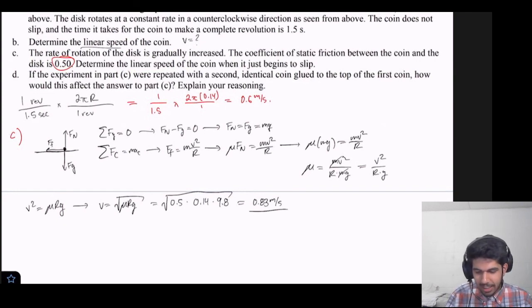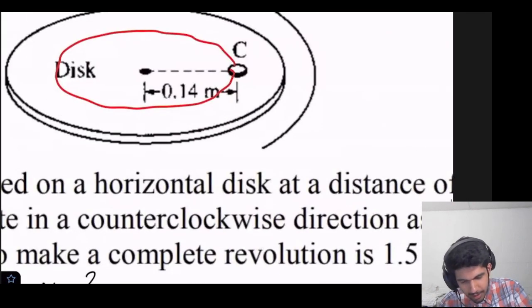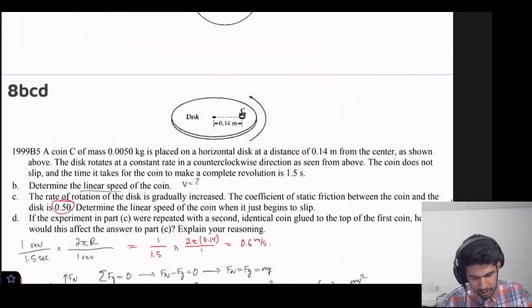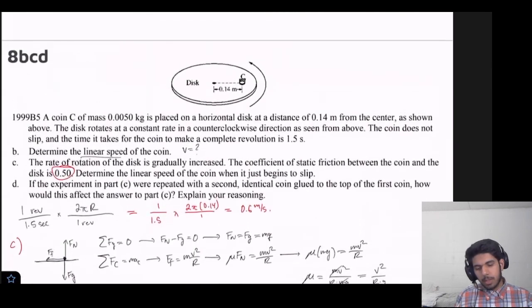And now we have part D. This is saying we do the same thing as in part C, but now another coin is glued on top of the first coin. So now here we have, let me just erase this. We have another coin on top. So what happens to our answer in part C? Well, let's think about it.